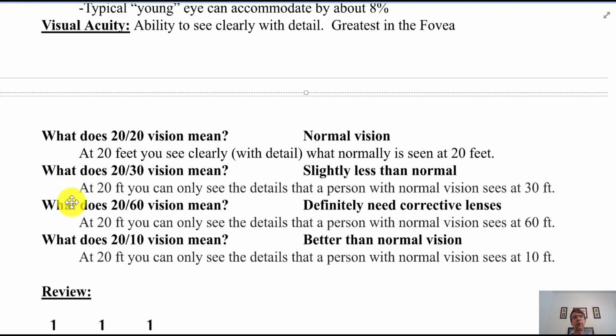So at 20 feet, you can only see the details that a normal person can see at 30 feet. So if you're looking at something at 20 feet away, somebody with good eyes can see the same detail on something that's further away, 30 feet away. And likewise, 20/60 means somebody looking at something at 60 feet away would see it in clear detail. You would have to have that same object 20 feet away to see that same detail.